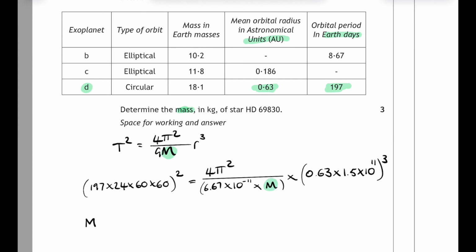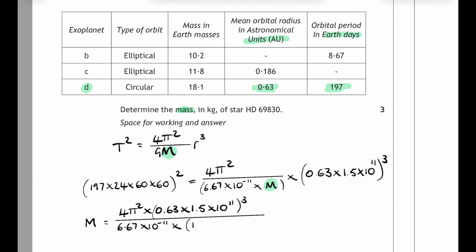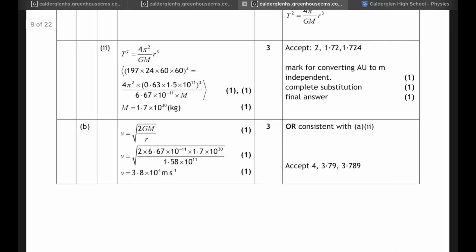And now we have a mammoth rearranging to do to work out M. So let's move things around. Let's get M on the left hand side. So M will be equal to 4 pi squared times 0.63 times 1.5 times 10 to the 11, remember, that's cubed, all divided by 6.67 times 10 to the minus 11 times everything that was on the left hand side there. And then if you do that on your calculator, you'll get an answer of 1.7 times 10 to the 30 kilograms.